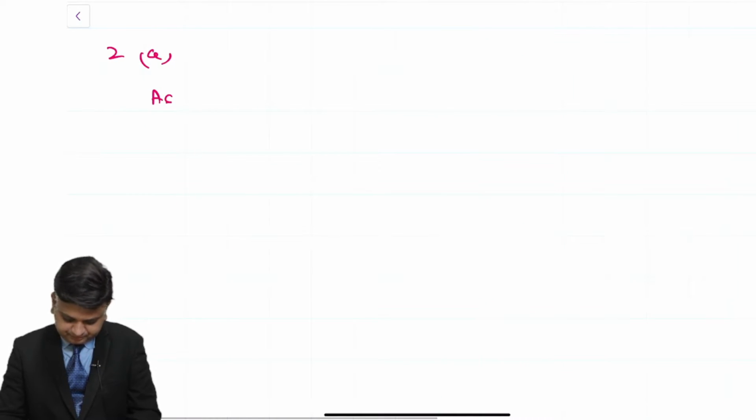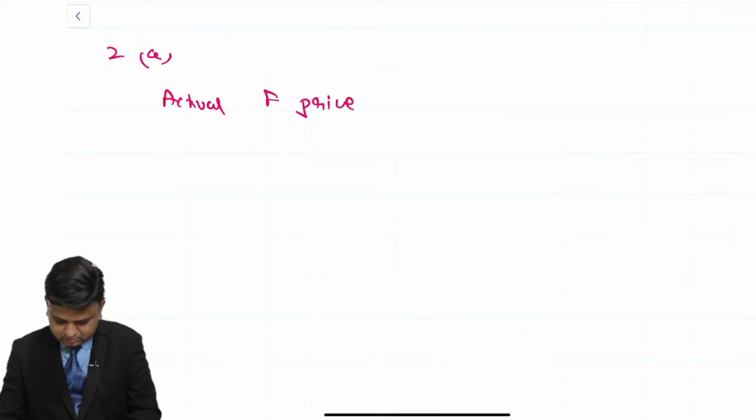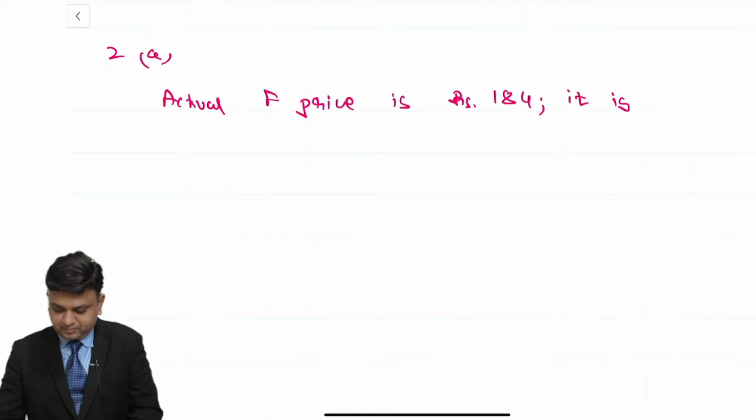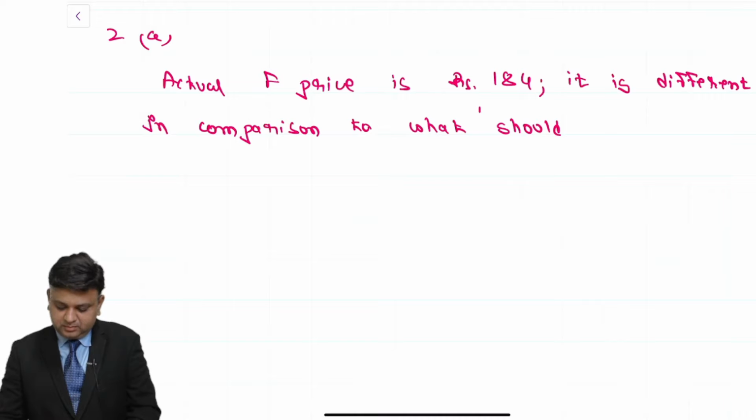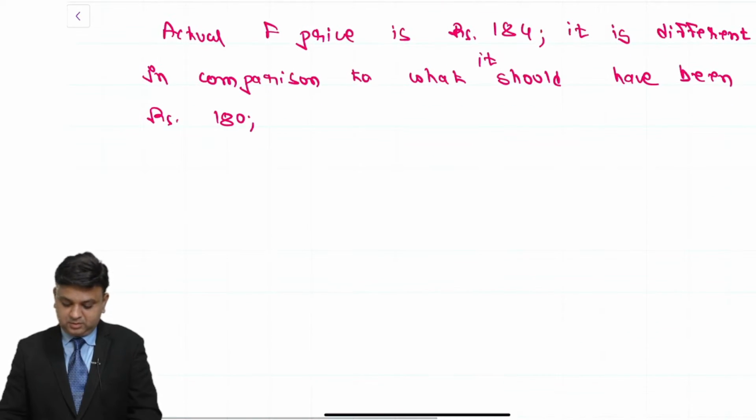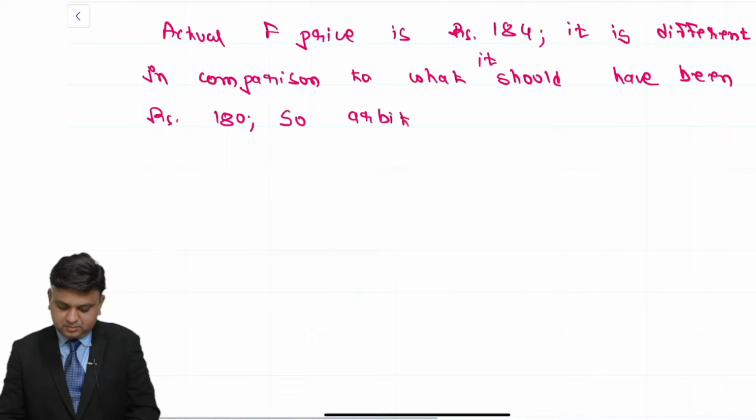Actual F price is rupees 184, comma, it is different in comparison to what it should have been, rupees 180. So arbitrage exists. Full stop.